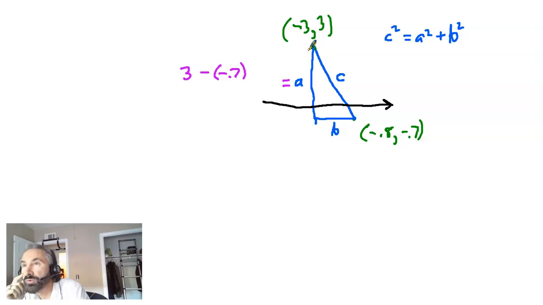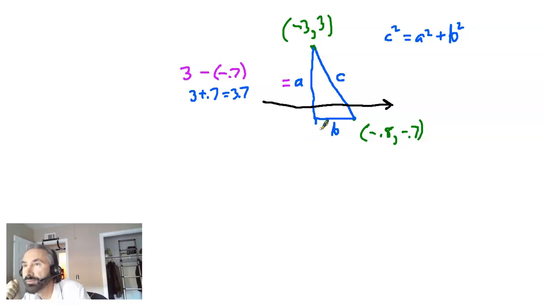So, in a way, what I'm doing is adding up the 3 above the x-axis plus the 0.7 below the x-axis, and that's why it turns out to be 3 minus -0.7. So let's go ahead and do this math. It's going to turn into 3 plus 0.7, and then yay, that is so easy. That's just 3.7.